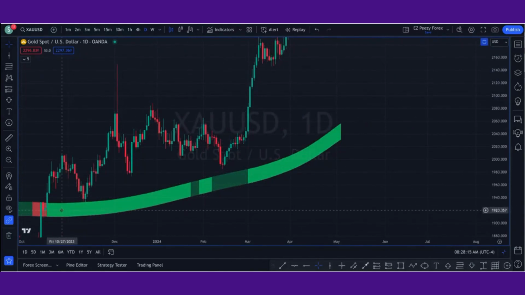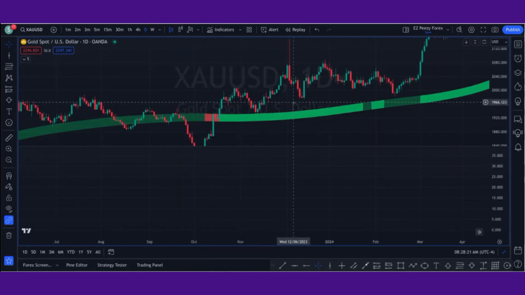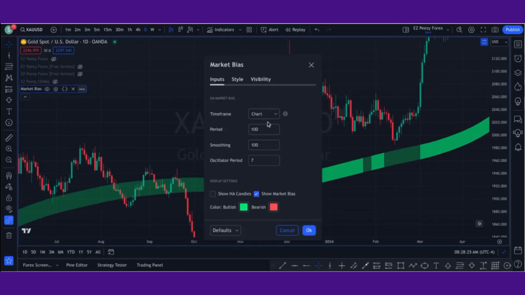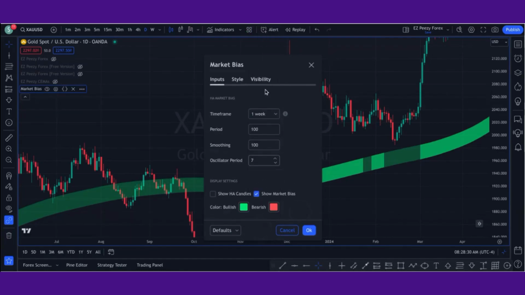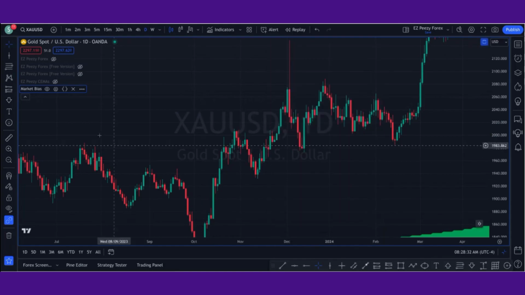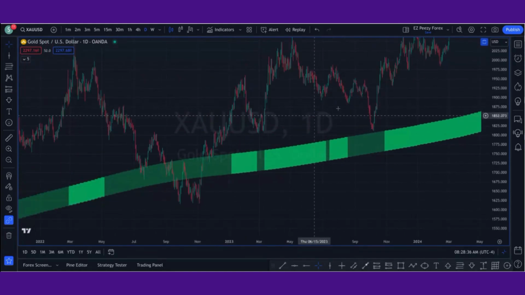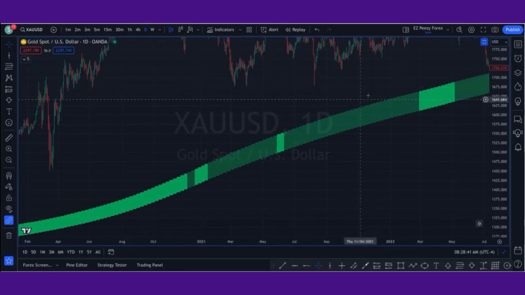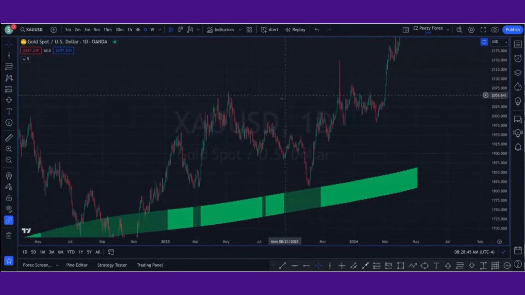Okay, and like I said, you have the ability to take it to a higher time frame functionality. So let's say we are on the daily, right? So let's say we do want to trade it on the weekly time frame. You can just go to market bias, and let's say you go to the weekly, and it will adjust for the weekly. So as you can see, it's been very bullish on the weekly time frame for a while.